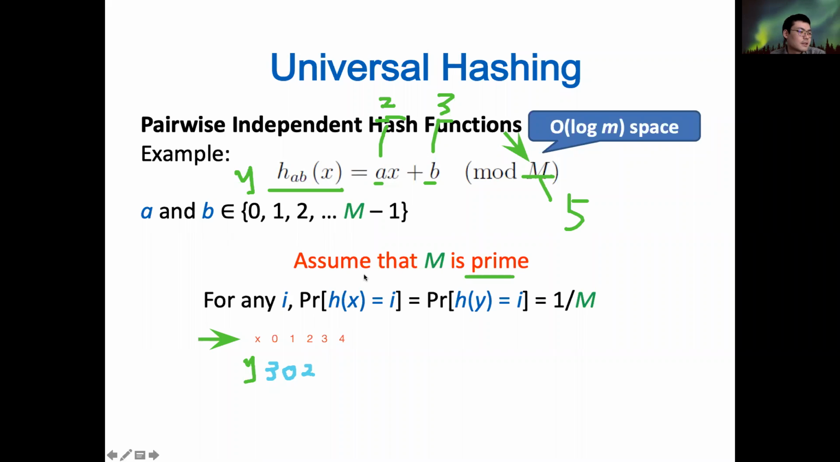And then now let's consider x equals 3. What will be the result here? 4. I didn't count it, but maybe 4. So 2 times 3 is 6, and 6 plus 3 is 9. 9 minus 5 is 4. And what if x is 4? 2 times 4 is 8. 8 plus 3 is 11. 11 modulo 5 is 1.